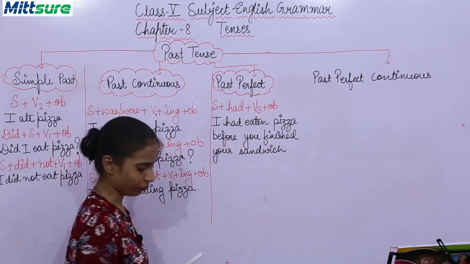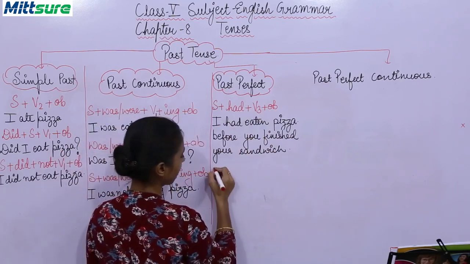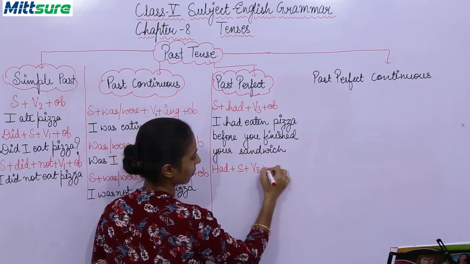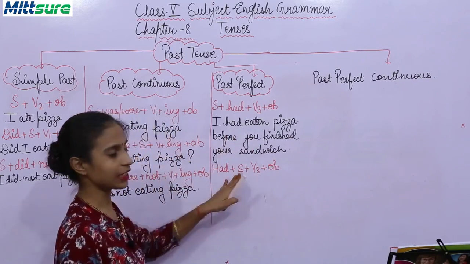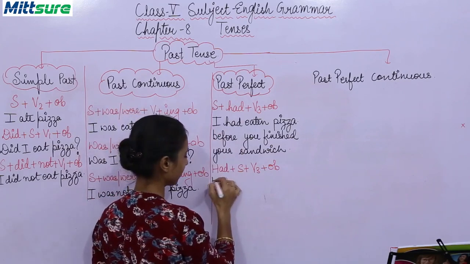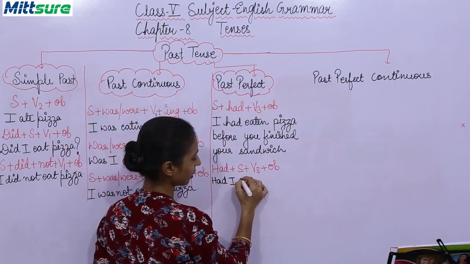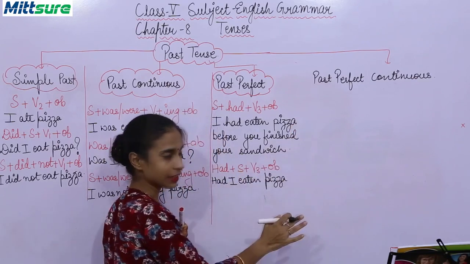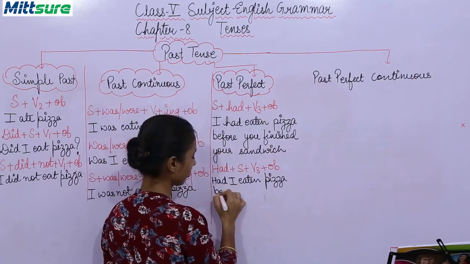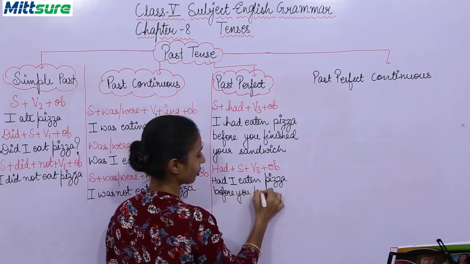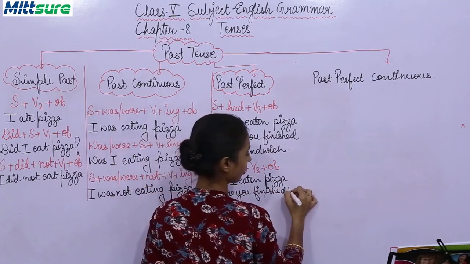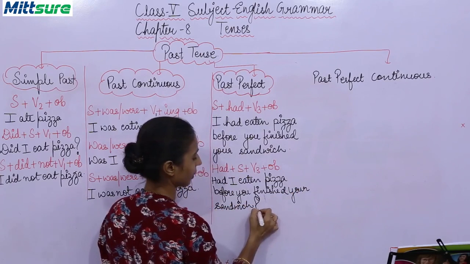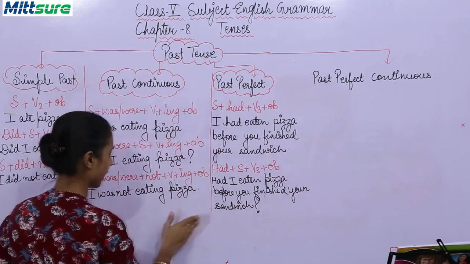Now, what will be the interrogative form of this? The interrogative form will be had plus subject plus verb third form plus object. Just change this sentence into an interrogative form. Had I eaten pizza before you finished your sandwich? The rest of the sentence remains the same. This will be the interrogative form. Now let us see the negative form.